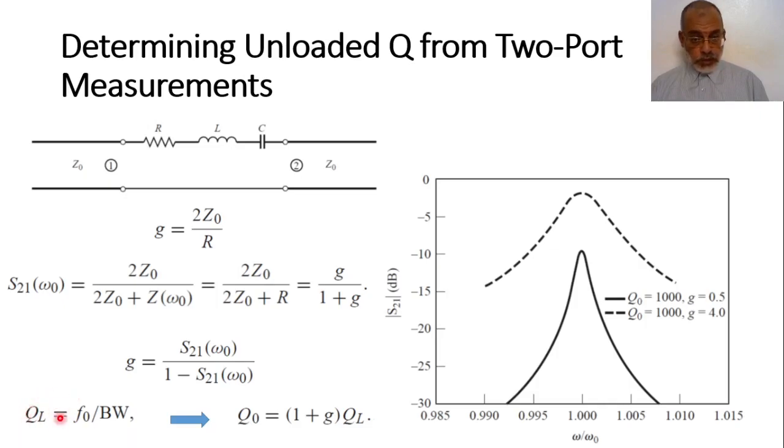Now we have the loaded quality factor from the measurement, and we have the coupling coefficient from S21. So we can obtain the unloaded quality factor Q naught as 1 plus G, which we have already determined from S21, multiplied by the loaded quality factor, which we have already determined from the value of the resonant frequency and the measured 3 dB bandwidth of this resonant circuit by the two-port network. So by using the transmission coefficient for this series resonant circuit, by using input probe and output probe with characteristic impedance Z0, we could obtain the unloaded quality factor of this series resonant circuit. Q naught equals 1 plus G multiplied by the loaded quality factor Q load. Okay? Alright.